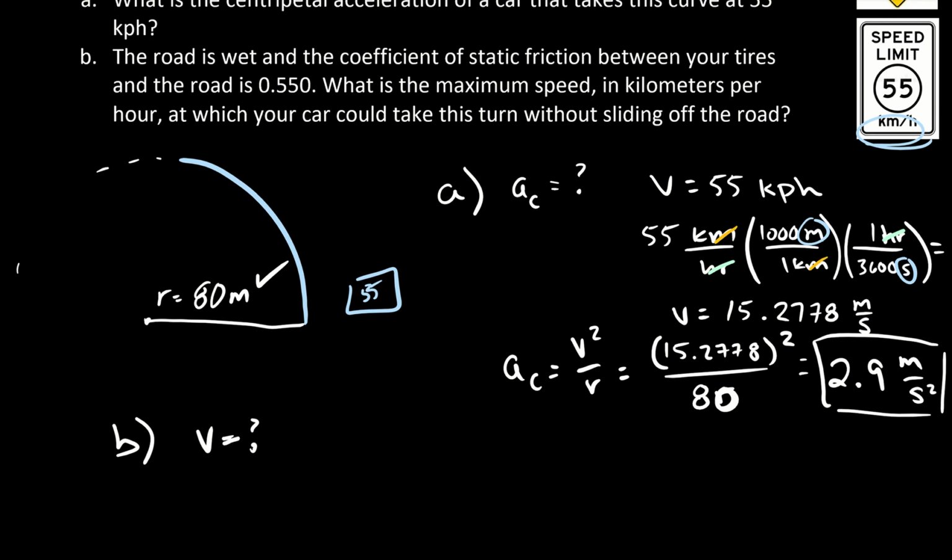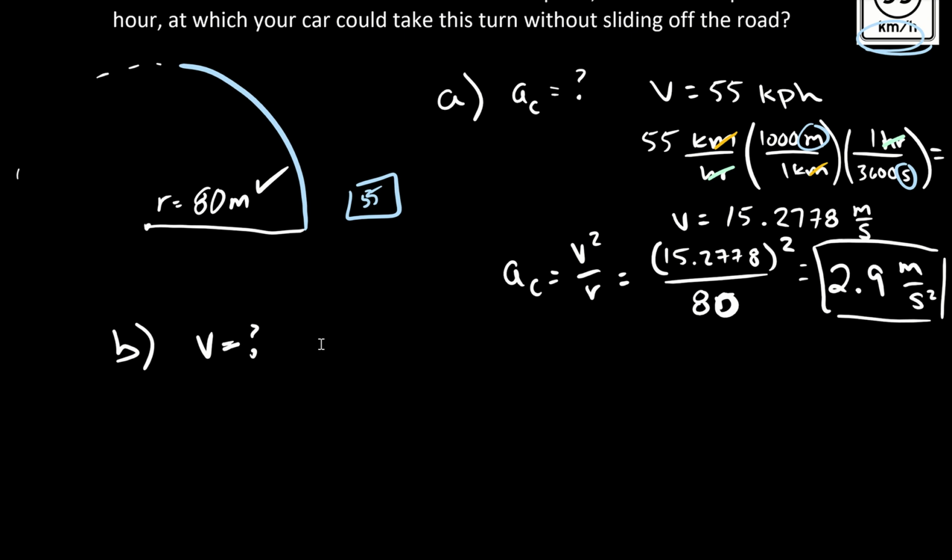Hopefully this velocity that we solve for is a little bit more than the recommended speed, because when people are designing and putting up these signs, they want to make sure that even if you have terrible tires and the road is wet, at the recommended speed you definitely won't slide off the road. So here we've got to think about part B.